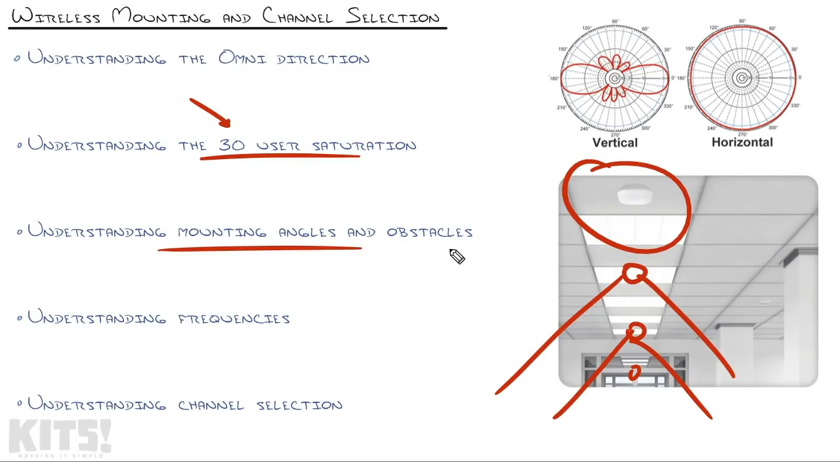Mounting angles means that it should be mounted vertically or horizontally. Never prop it up diagonally. You're messing with the antenna polarization. You're going to get poor signal if you put it at like a 45 or a 20-degree angle. Do flat 90 angles. Either mount it flat on the ceiling or flat on the wall. Obstacles I talked about. Main one, avoid metal.